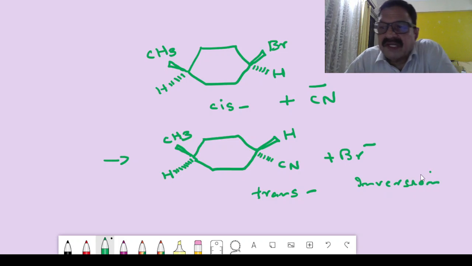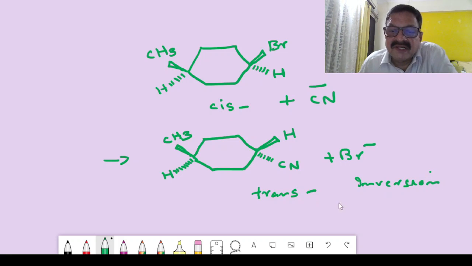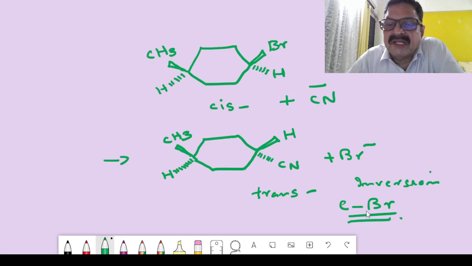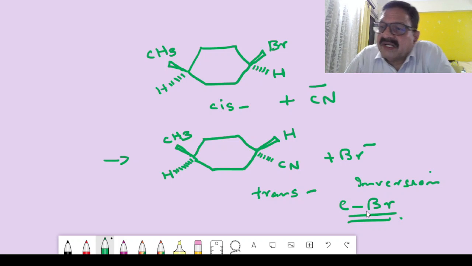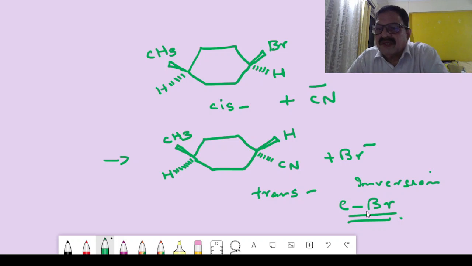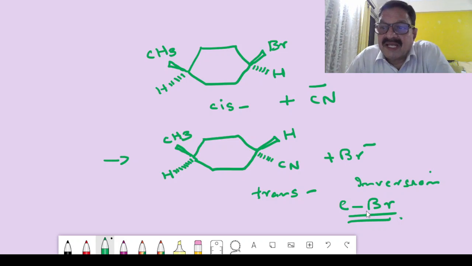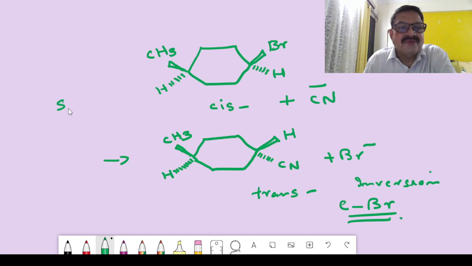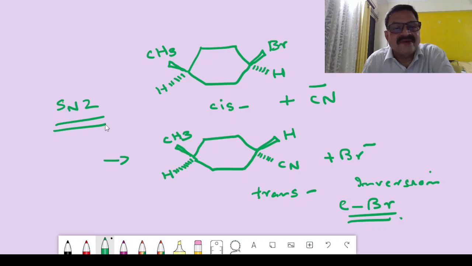Inversion of configuration occurs where the C-Br bond is, that is, carbon bromine, the leaving group. The starting material has the two groups cis to each other, but in the product the two groups are trans to each other. Now the nucleophile CN minus attacks from below the plane of the ring. This is the general mechanism of Sn2 reactions. This is Sn2, with second order kinetics.